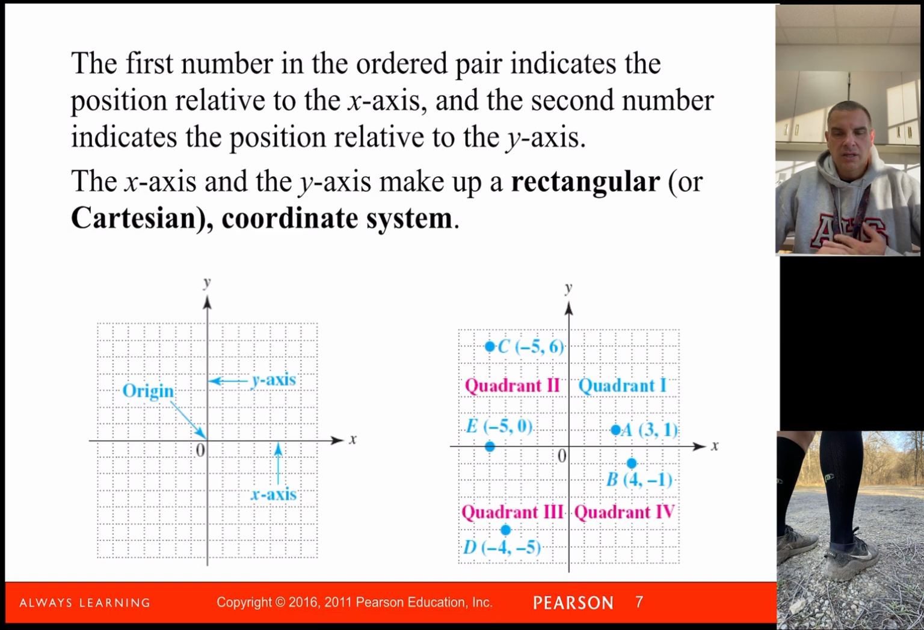Quadrants as well. This is what we call a rectangular or Cartesian coordinate system. Again, with our x and y axes, this has four different quadrants. Quadrant 1 is the upper right-hand corner. Quadrant 2 is the upper left-hand corner. Quadrant 3 is the lower left-hand corner, and quadrant 4 is the lower right-hand corner. So those are our different quadrants, and then, of course, we have the x and y axes.